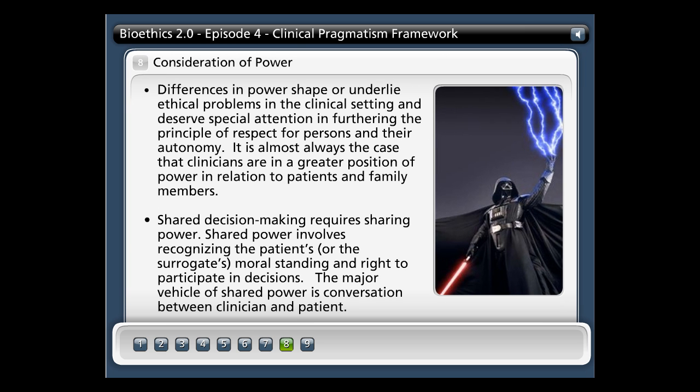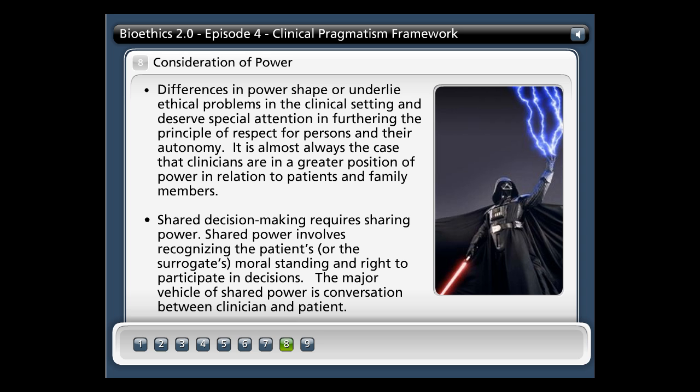Considerations of power. Differences in power shape or underlie ethical problems in the clinical setting and deserve special attention in furthering the principle of respect for persons and their autonomy. It is almost always the case that clinicians are in a greater position of power in relation to their patients and their family members. Shared decision-making requires sharing power.